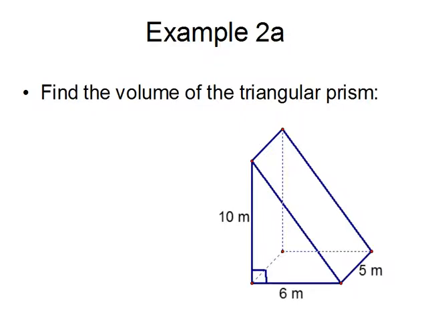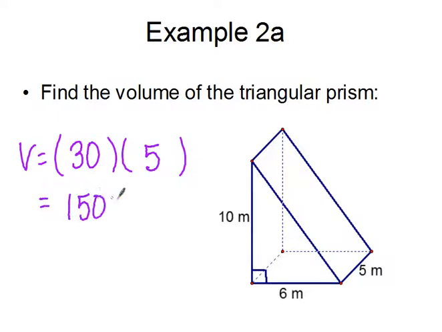Alright, this triangular prism, it's a right triangular prism actually because it has a right triangle on the end of it. So volume equals area of the base times the height. Area of this base should be fairly straightforward. It's got a base, it's got a height. So you do 1/2 times the base of 6 times the height of 10. We get 30 for the area of the base. And then the height of the prism is the distance between the two triangles, and that would be 5. So then this volume is 150 meters cubed.